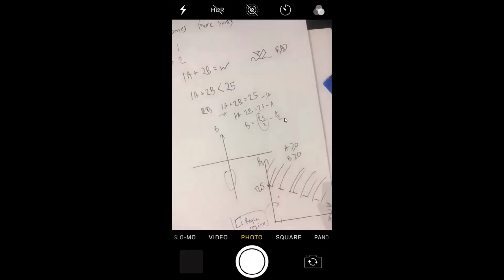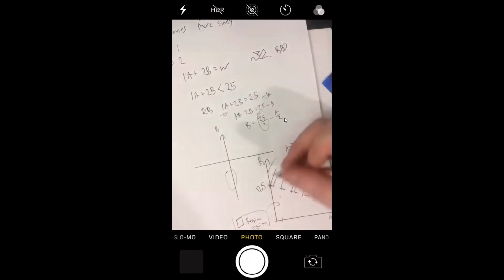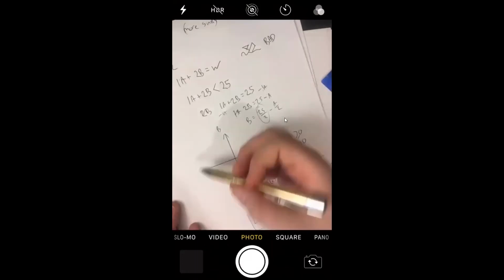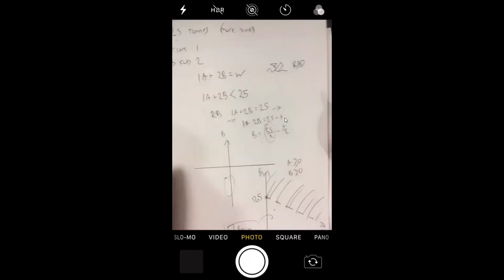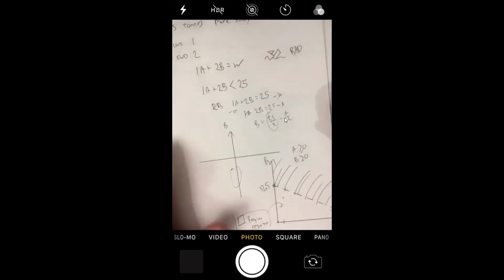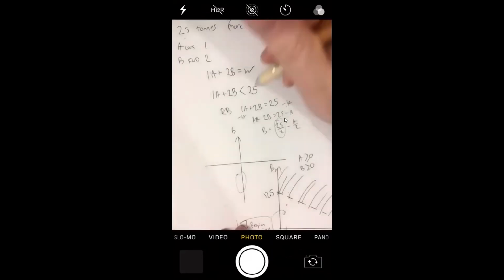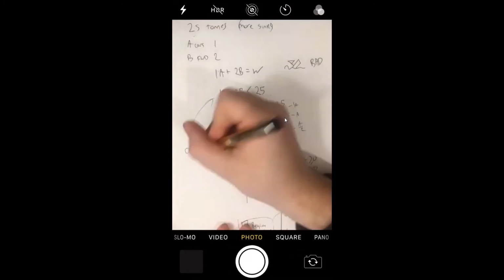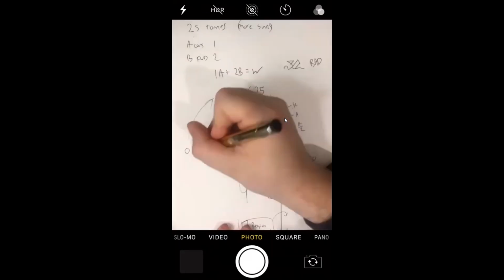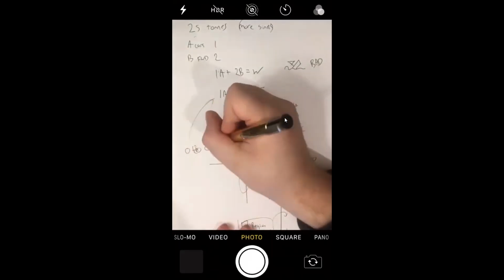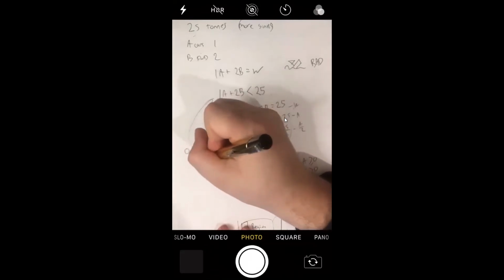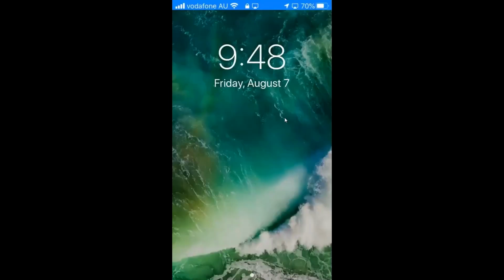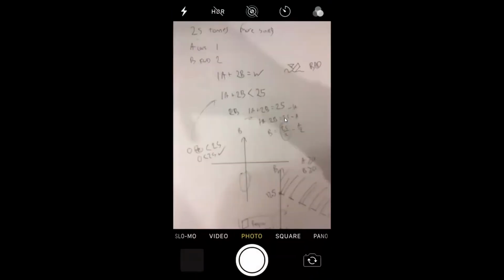How do I check that? Well, I could easily just check that by substituting 0, 0 into this equation here. 0 plus 2 times 0 must be less than 25. In this case, 0 is less than 25. Yes, that is correct. So that works. Oopsies. And what time have I got?